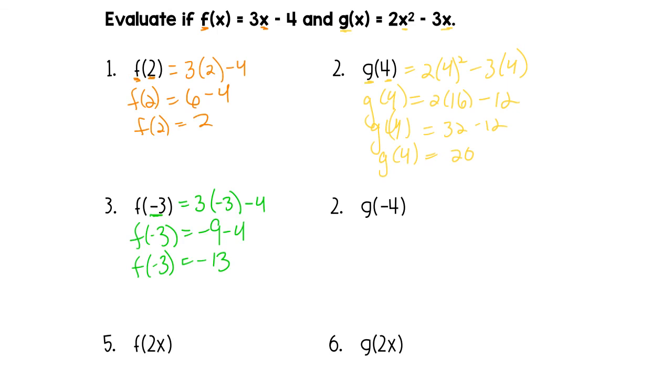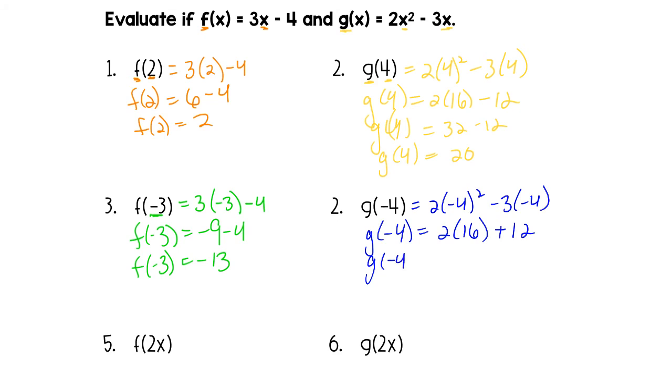g of negative 4 this time. So 2 times negative 4 squared minus 3 times negative 4. g of negative 4 then is 2 times 16 plus 12. Negative 3 times negative 4 is plus 12. Well, g of negative 4 is 32 plus 12 this time. So g of negative 4 is 44.